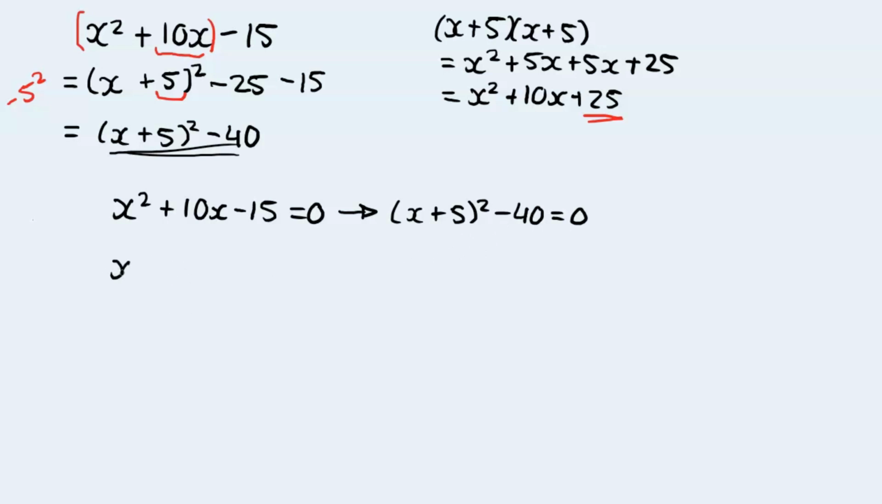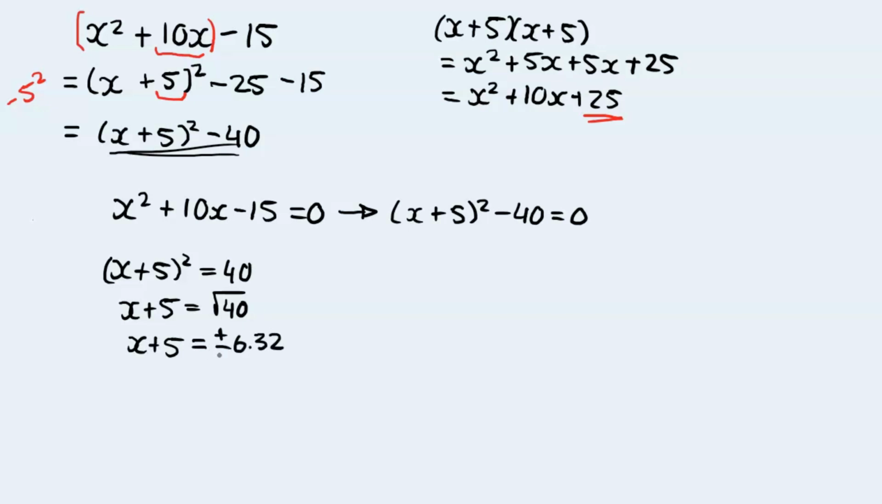So let's do that. We have x plus 5 all squared is equal to 40. Then we square root both sides, so we have x plus 5 is equal to root 40. Okay, so when you compute that in the calculator, we get x plus 5 is equal to plus or minus 6.32. You need to be careful, because if we had 6.32 multiplied by 6.32, we'll get 40. If we had minus 6.32 multiplied by minus 6.32, we'll also get 40. So we have the positive and negative version, okay?